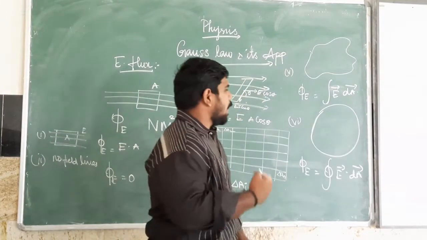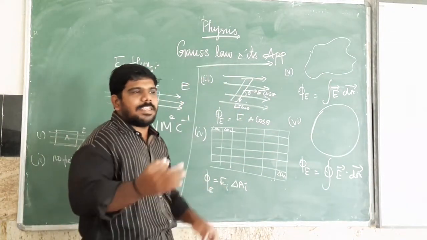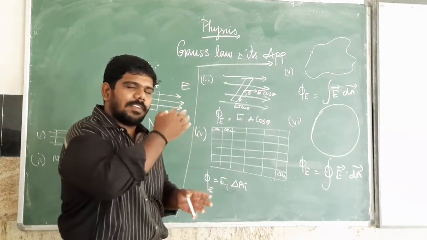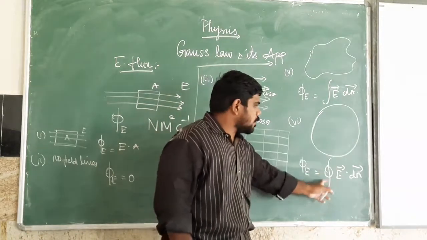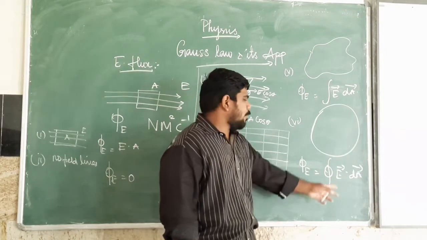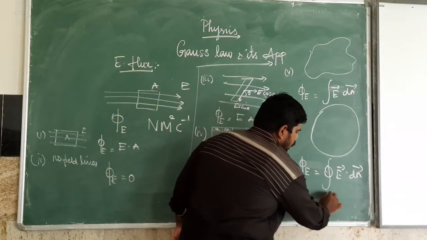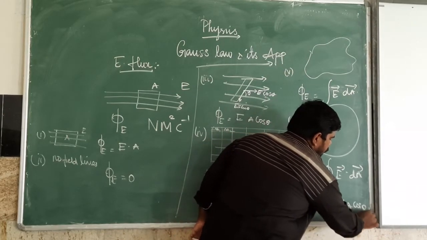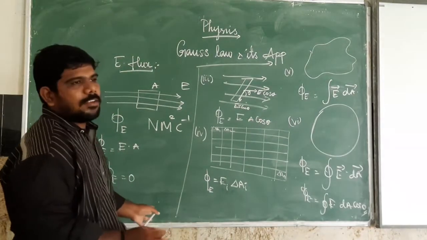And the last point, if it is a closed surface, the total number of electric field lines passing through the closed surface, phi of E, is equal to the closed integral of E vector dot dA vector. If we remove the vector form, phi of E is equal to the closed integral of E into dA cos theta. Clear? So these are the things of electric flux.